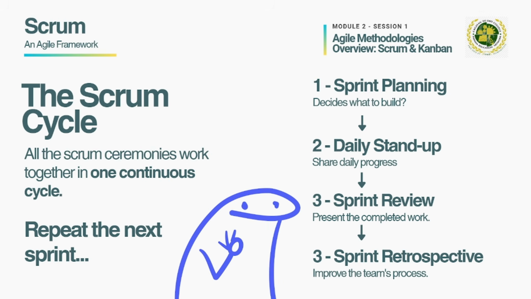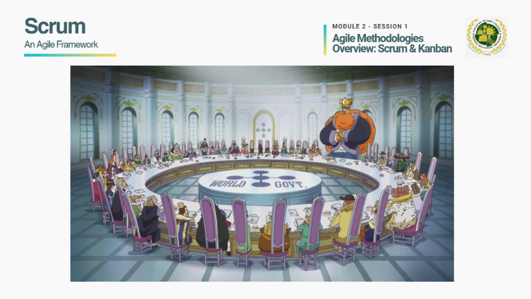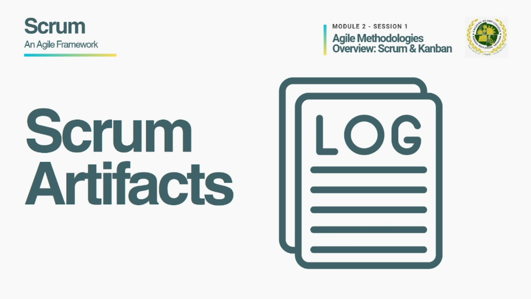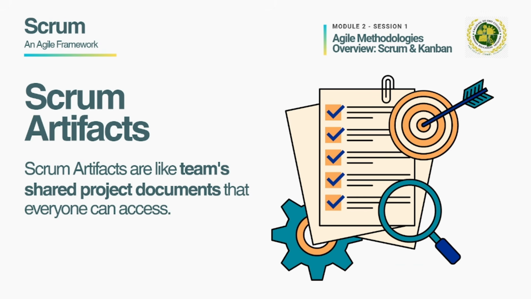Now, Scrum also needs organization. Meetings help the team communicate. But where do they keep track of the work? How do they know what still needs to be built, what they are building now, what has already been completed? Scrum uses a concept called Scrum artifacts to organize this information. Think of Scrum artifacts as the team's shared project documents that everyone can access.